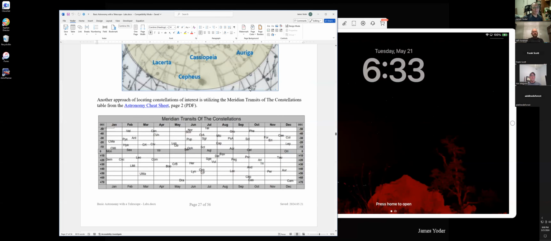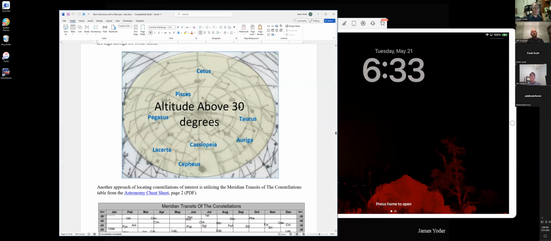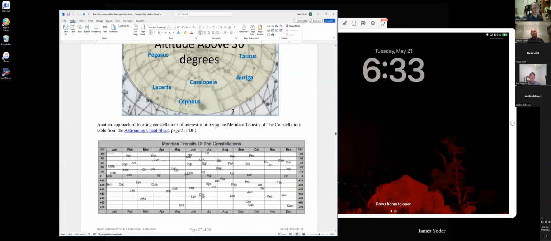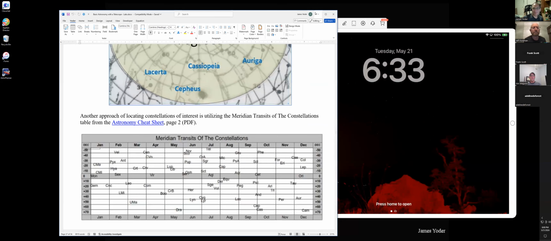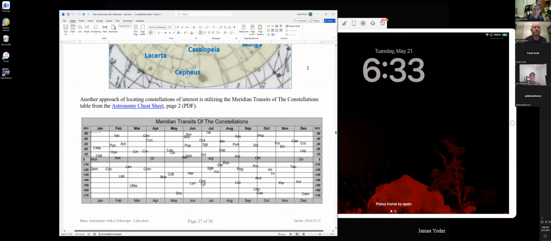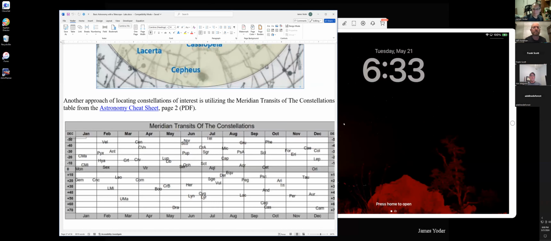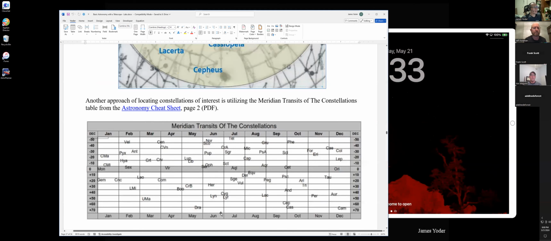Now, another way to do it, rather than using the star chart, is to use this table. Let me explain how you use this, because it's a little confusing when you first look at it, but it's got some good stuff in there. Is it zoomed in good enough so you guys can see the numbers and everything on here? Okay. Yes. So this is the meridian transit of the constellation.